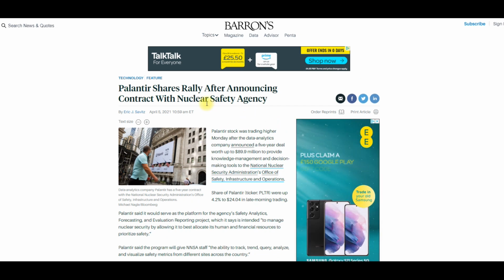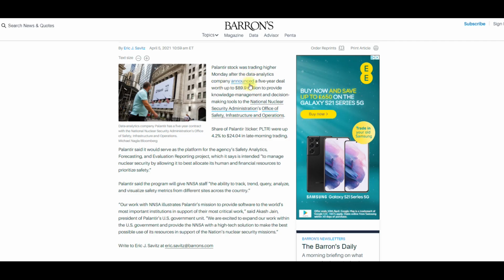and it says that Palantir's shares rally after announcing contract with a nuclear safety agency. Now, Palantir stock was trading higher on Monday after the data analytics company announced a 5-year deal worth up to $89.9 million to provide knowledge management and decision-making tools to the National Nuclear Security Administration's Office, Safety, Infrastructure and Operations.